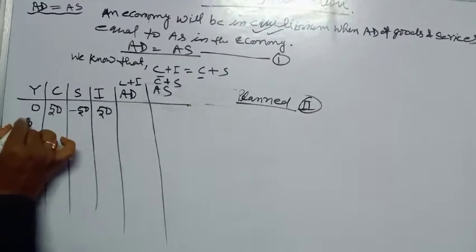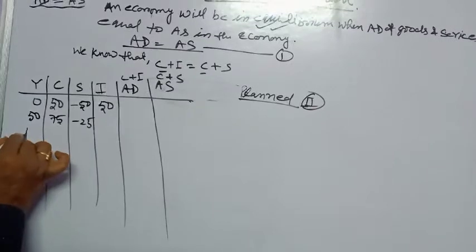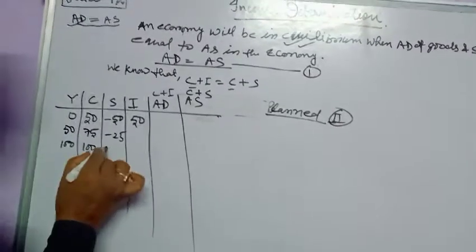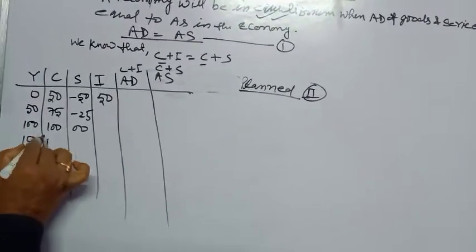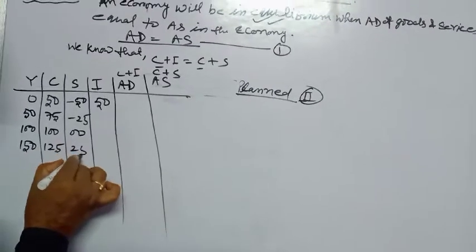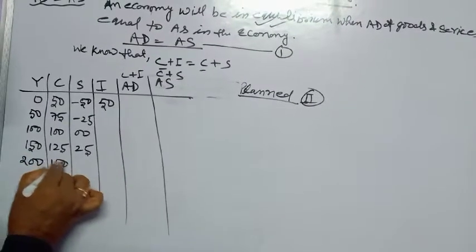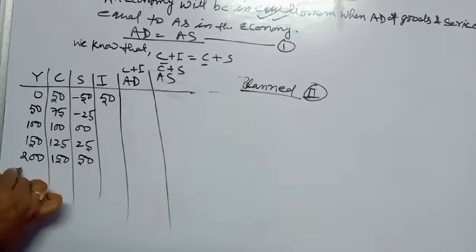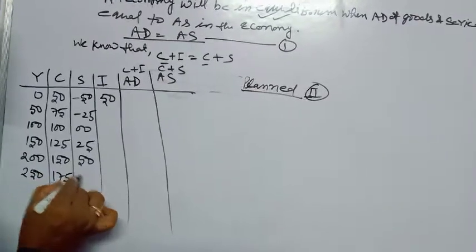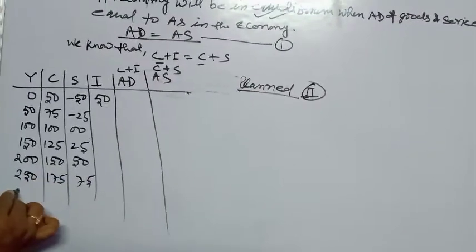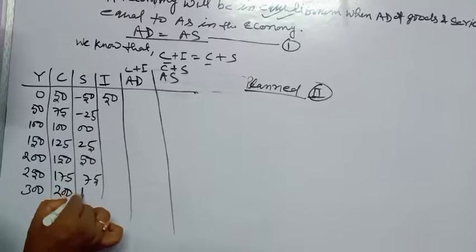Next, when the income is 50, consumption is 75, then the saving is minus 25. When the income is 100, suppose consumption is also 100, then saving is 0. When it is 150, consumption is 125 and the saving is 25. When it is 200, suppose consumption is 150, so saving is 50. Next it is 250, consumption is 175, so saving is 75. If it is 300, consumption is 200 and the saving becomes 100.